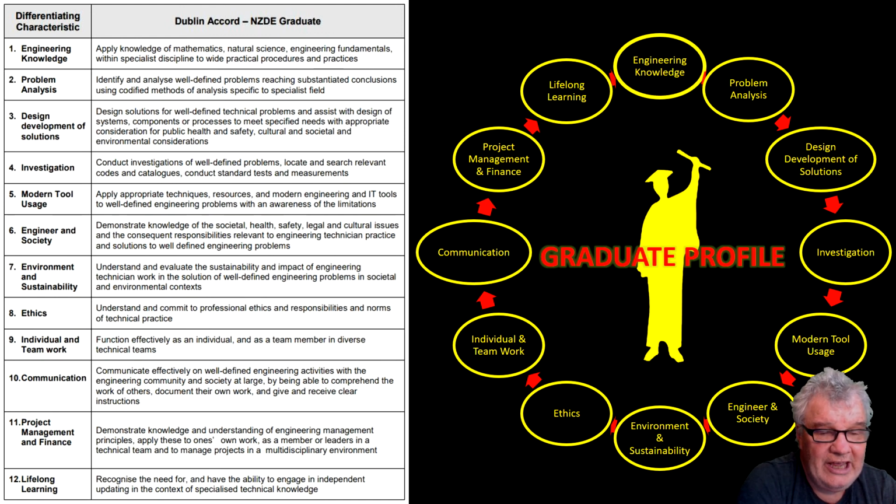These graduate attributes have been determined by industry as the attributes that they want. So they include such things as lifelong learning, problem analysis, design and development of solutions, investigations, your role in society, ethics, and all of these things that you see in front of you, and will be available by clicking on this PowerPoint for future reference. So it's all detailed here.